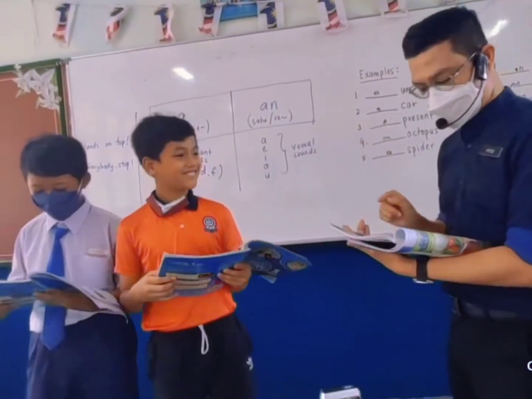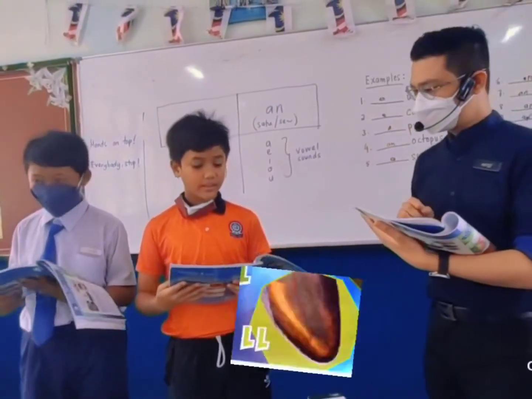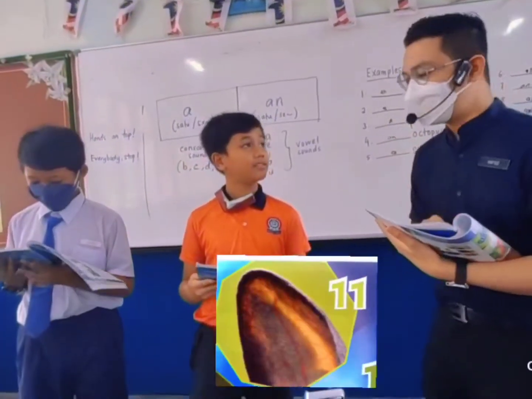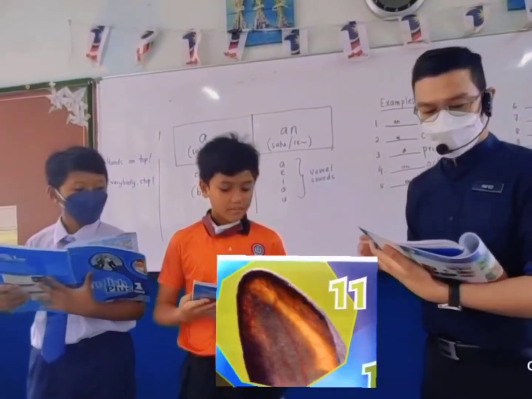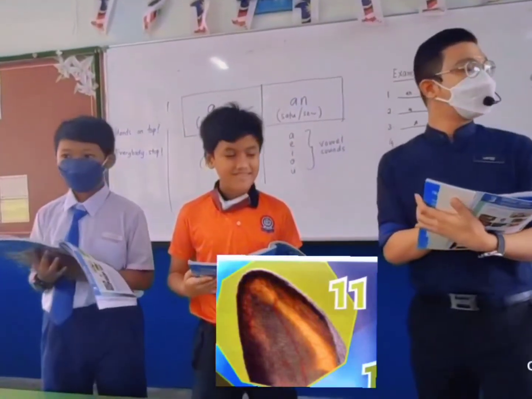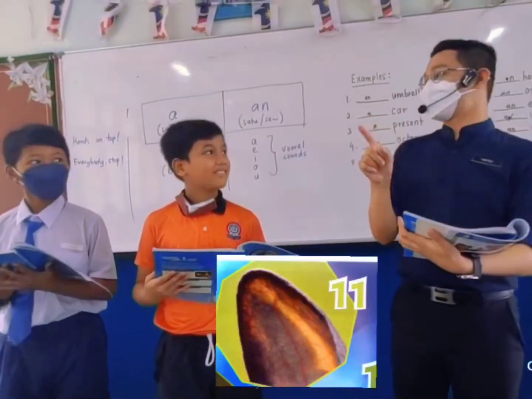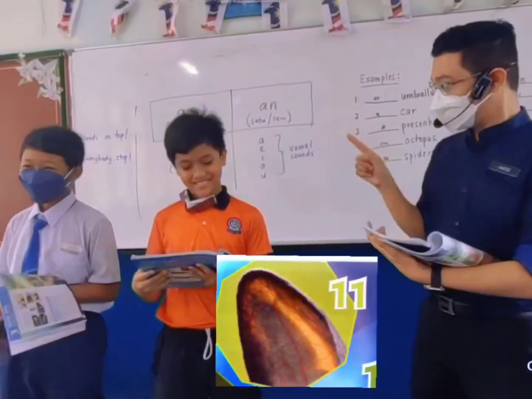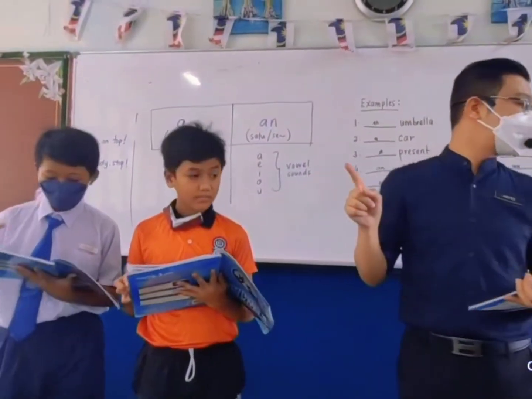Iman, it's your turn. Look at picture 11. What do you think it is? It looks like a rabbit. Picture 11. Do you think it's a rabbit? Is it a rabbit? Yes, it is. Picture 11 is a rabbit. No, that is picture 16.